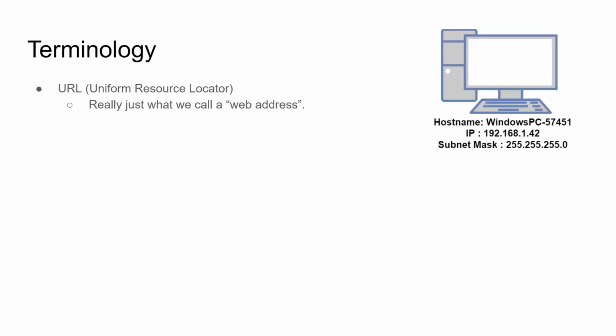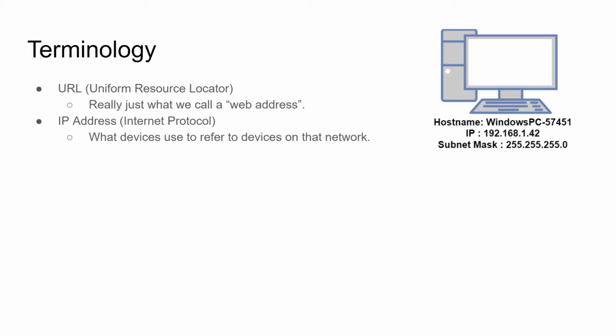A URL is basically just a web address, something like google.com. An IP address is what devices use to refer to other devices on that network. So a computer is really bad at knowing what google.com is, but it can very easily figure out what 192.168.1.42 is. So that's why IP addresses are used.